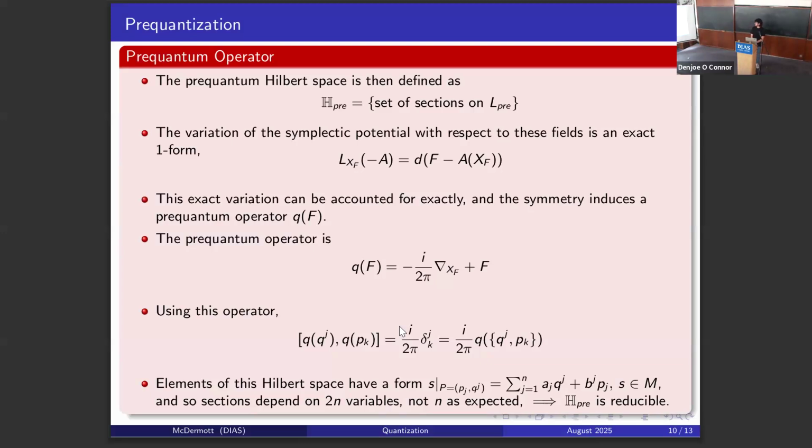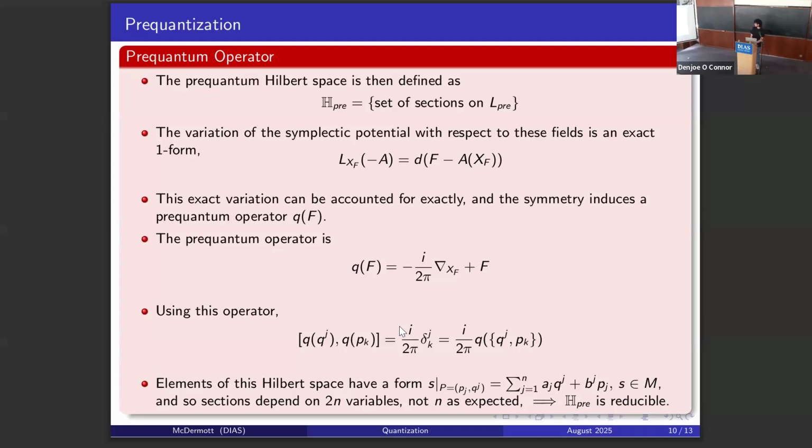However, we can also define what we call a pre-quantum operator. So if we compute the variation of the symplectic potential with respect to some vector fields Xf, we see that we get an exact one-form. And this again is a symmetry, similar to how when we computed in the classical case the variation of our Lagrangian with respect to time, we got an exact derivative. This means that there is a symmetry here on our connection. And that means that we can define a pre-quantum operator given here by Q of f, where the addition of the multiplicative term actually removes the variation and it returns an exact derivative again.